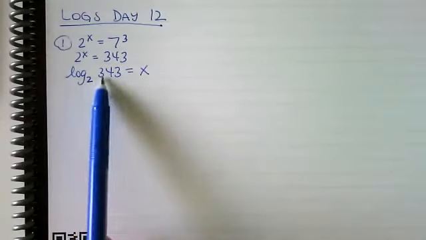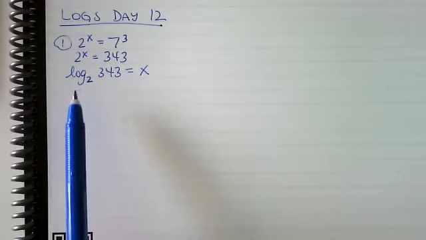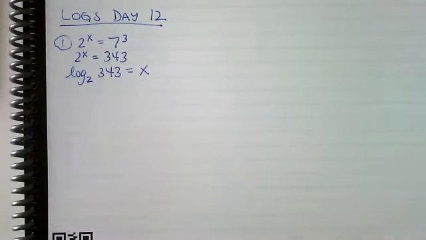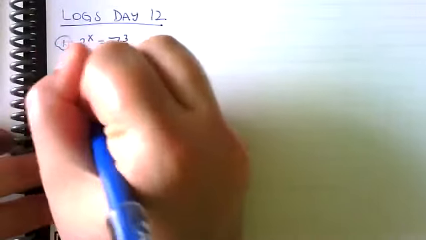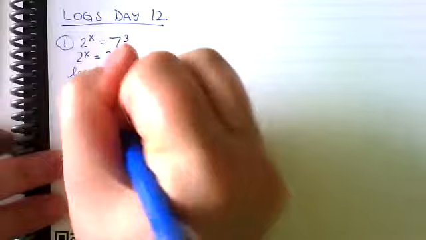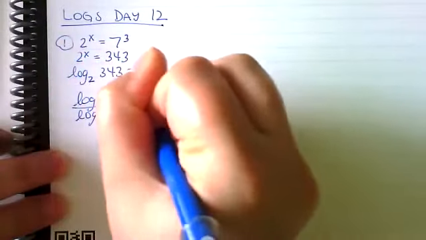Now we have everything on the left-hand side equal to x. Remember, we can't type this into our calculator because there's a 2 as the base here. There's no way to change the base of a log in your calculator. So we just have to do change of base, and if we remember, the base goes in the basement, the base goes in the bottom. So it's going to be log of 343 divided by log of 2 is equal to x.